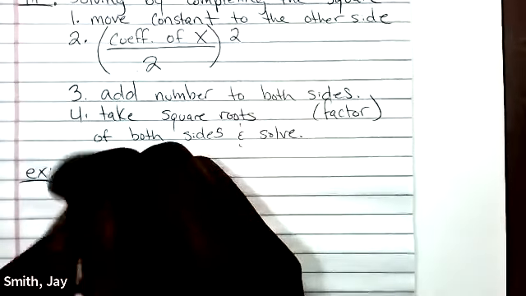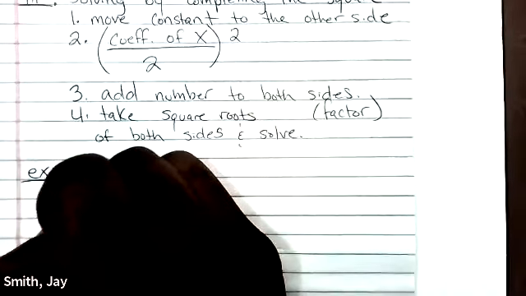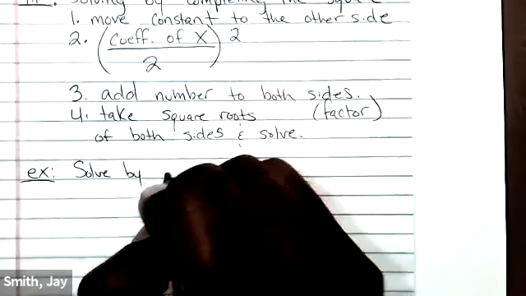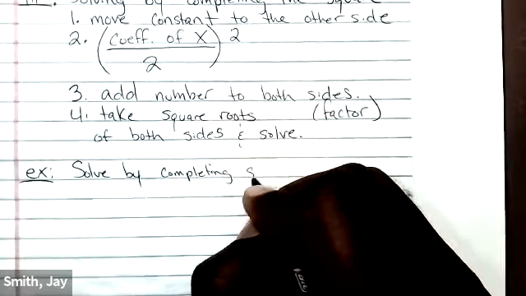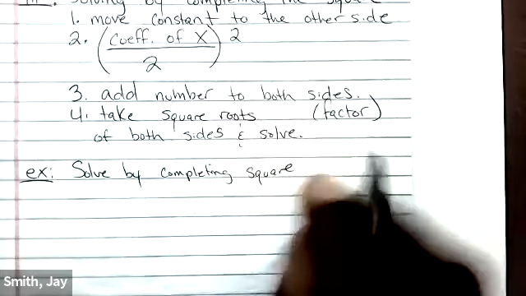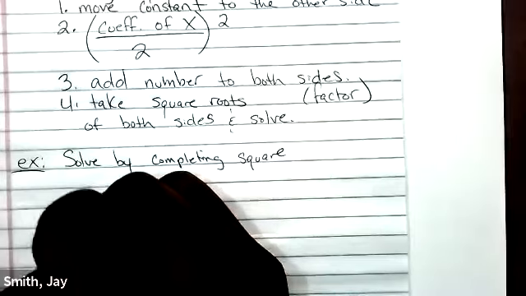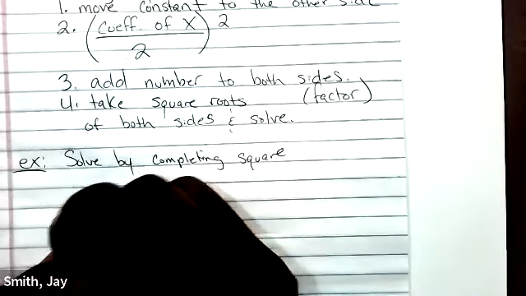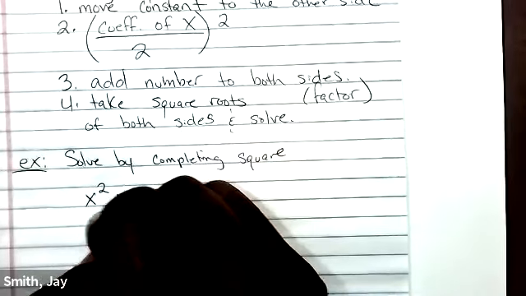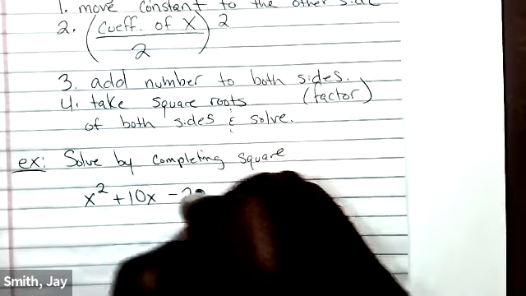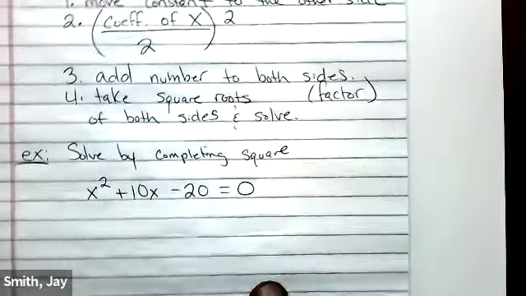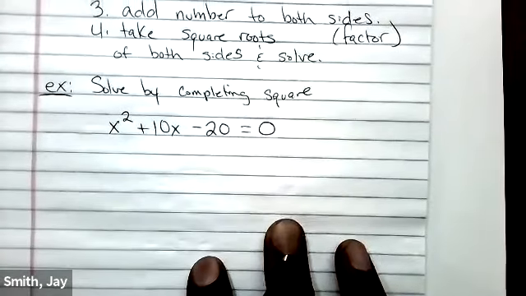A good example for this one, solving by completing the square, and the directions will tell you to solve by completing the square. If we're given the equation, or should I say the quadratic, x squared plus 10x minus 20 is equal to 0.